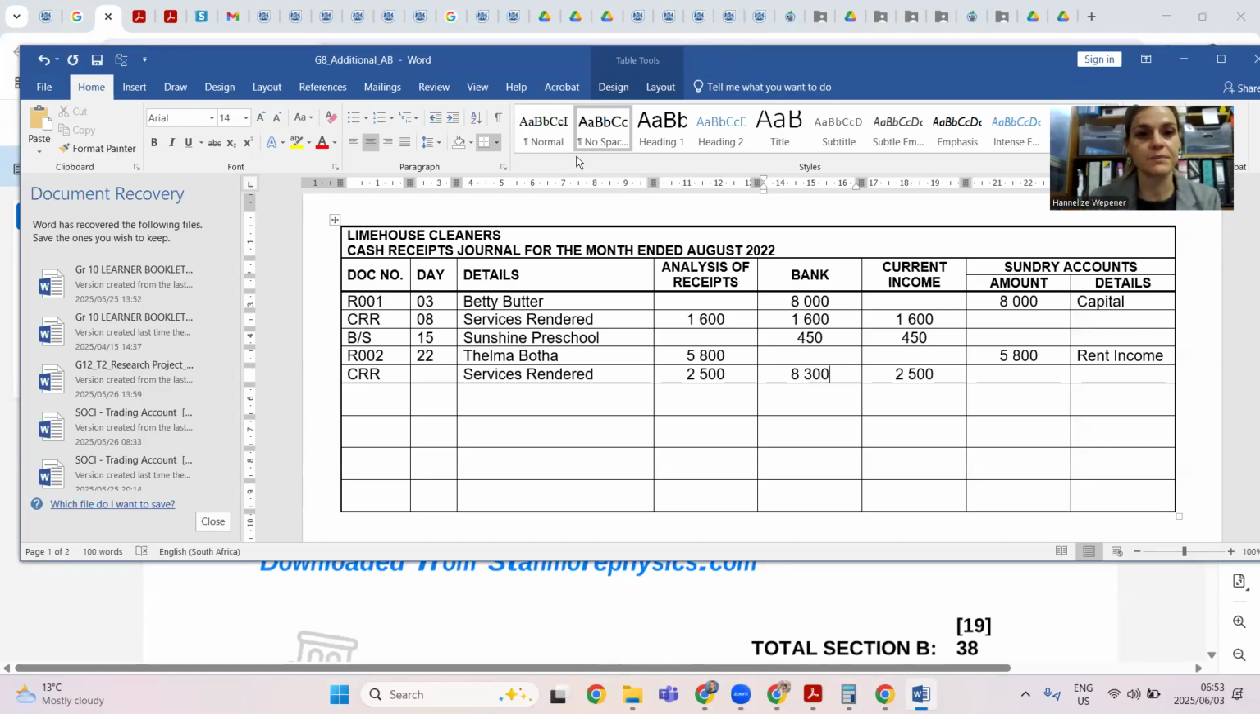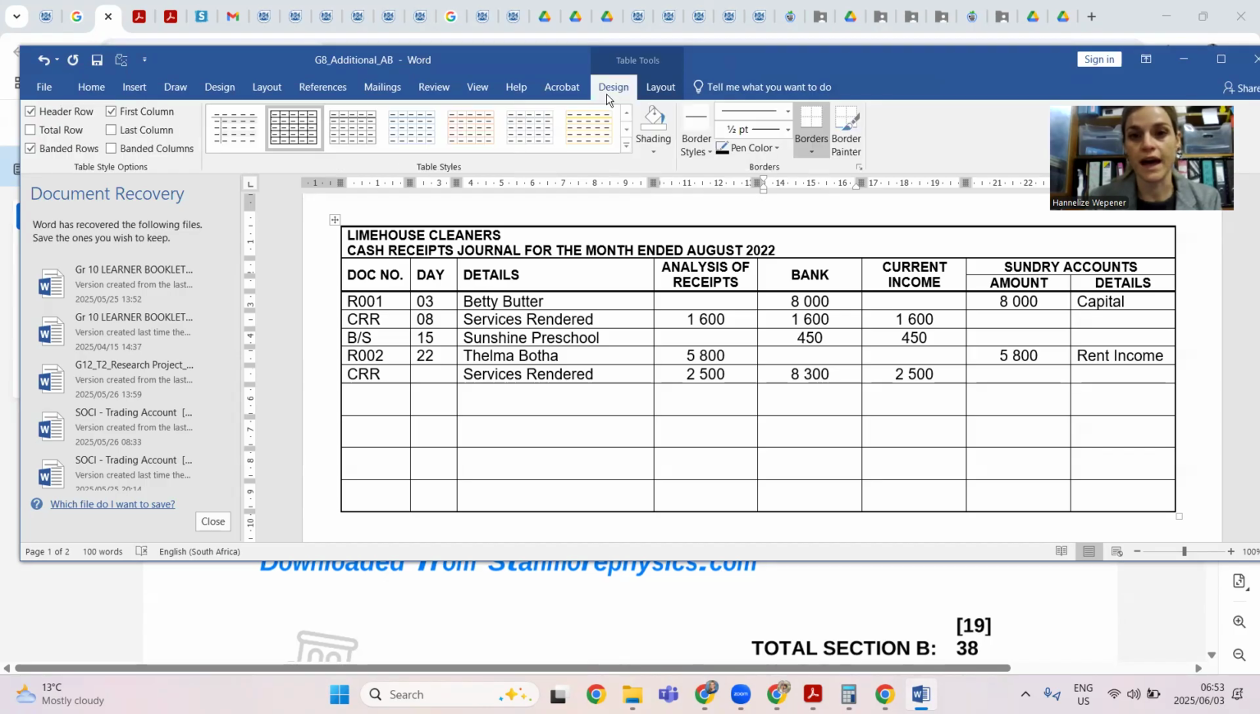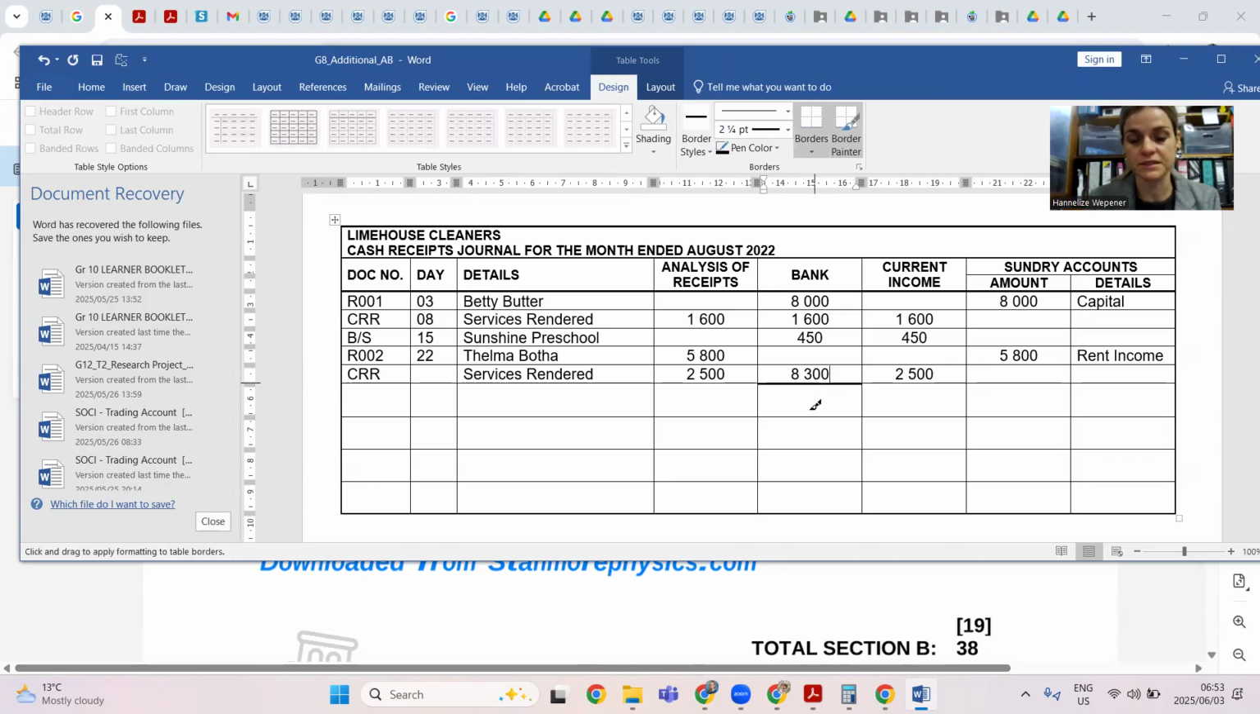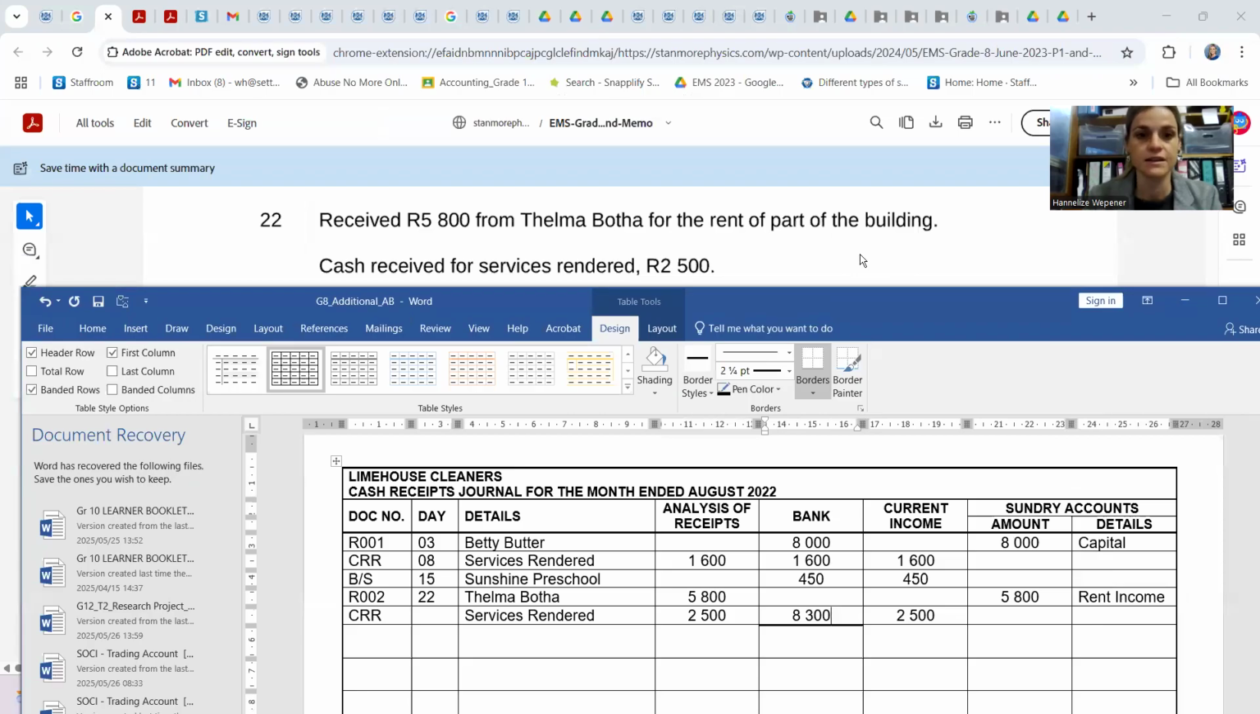Right, so this only happens if you have more than one cash receipt at your business premises for the day. And then we just draw a line to indicate that this is now the last one for the day. Because remember, what if you received like 10 different receipts? Then obviously you need to indicate where this now stops.